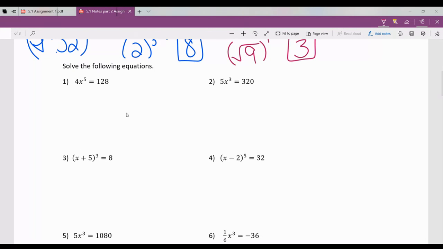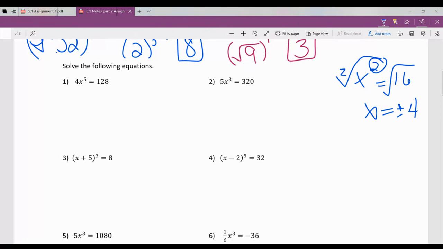Okay, so now I'm going to show you how we would solve the following equations. Just to talk a little bit of back story: if we had x squared equals 16, you would take the square root, right? And don't forget plus or minus when you do the square root. So we would say x is equal to plus or minus 4. Okay, so the square root undoes squared.